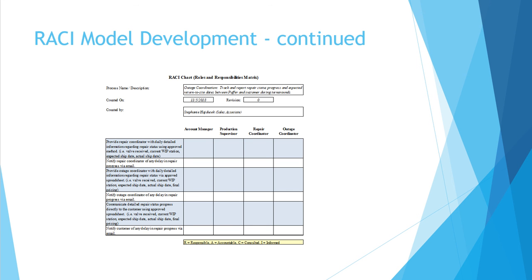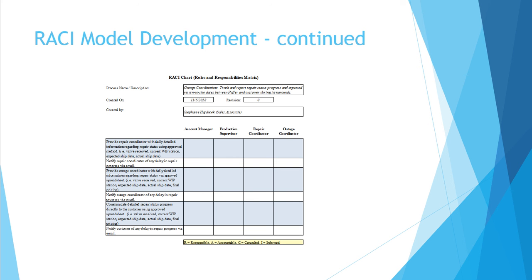The roles that are most prominent during the execution stage of a turnaround, where information management is key, are the account manager, the production supervisor, the repair coordinator, and of course the outage coordinator. Our tasks are fairly simple and straightforward. Information should filter from the shop floor to the repair coordinator, from the repair coordinator to the outage coordinator, and finally from the outage coordinator to the customer.